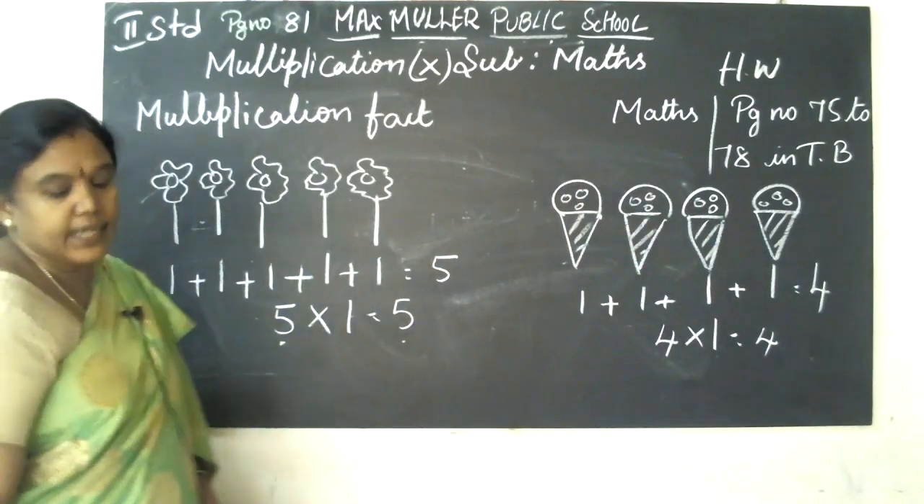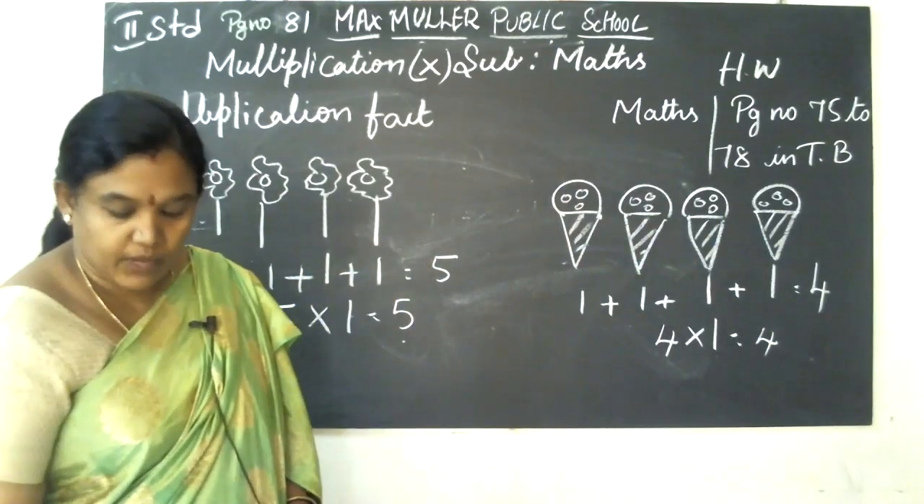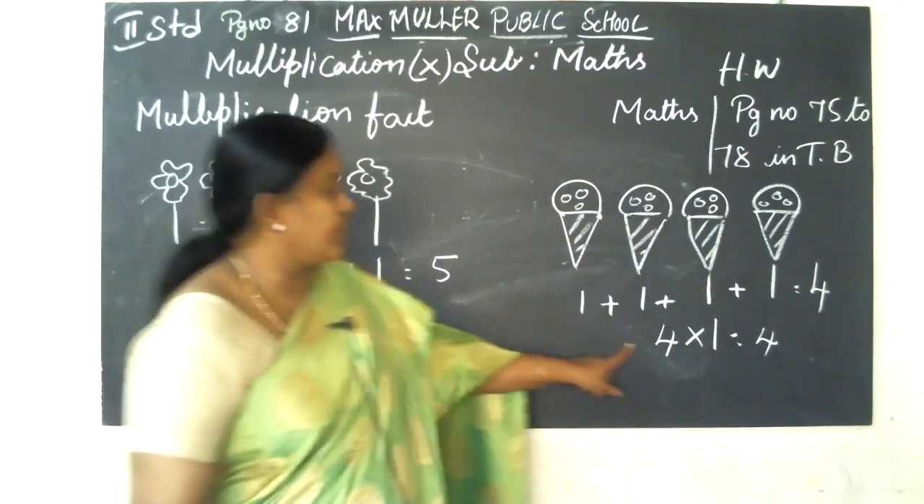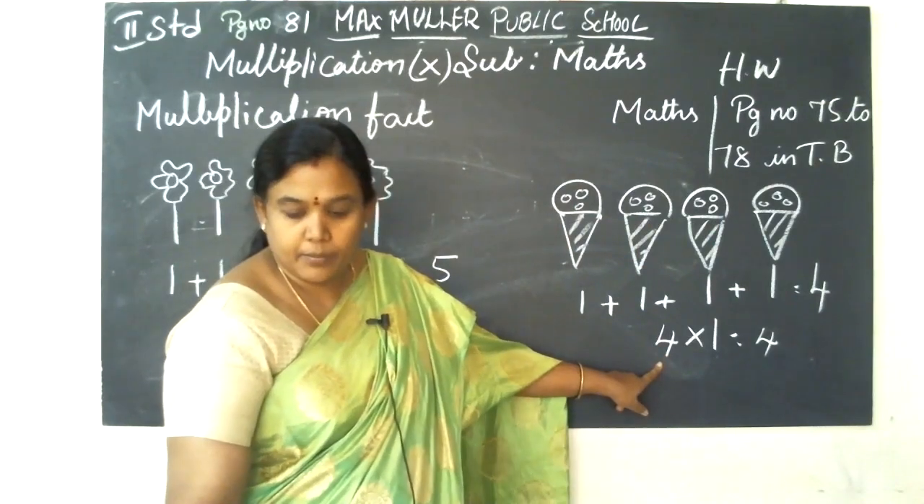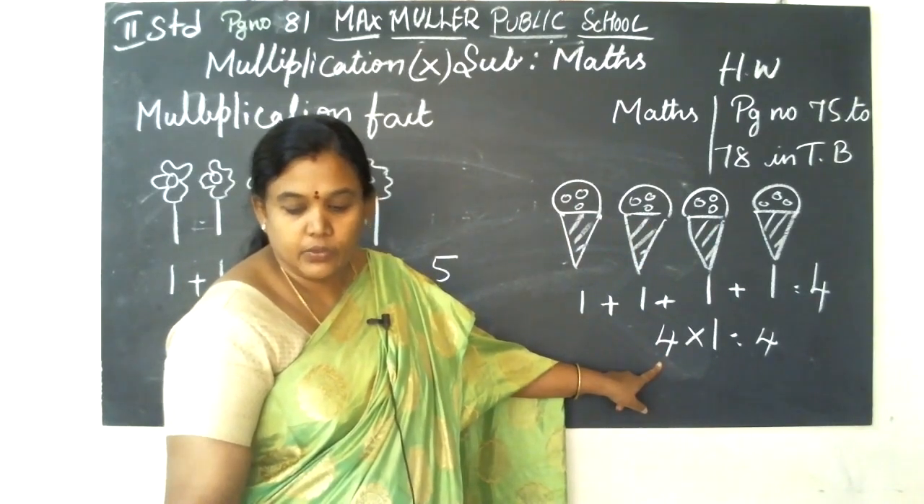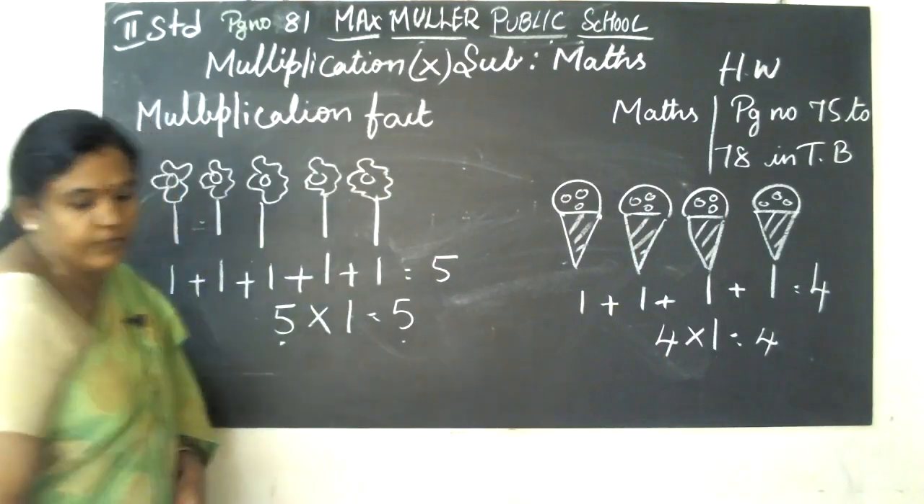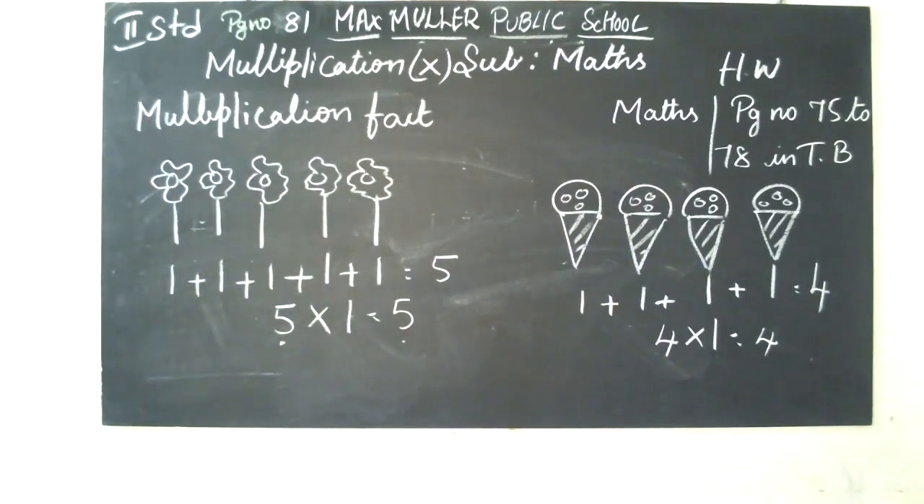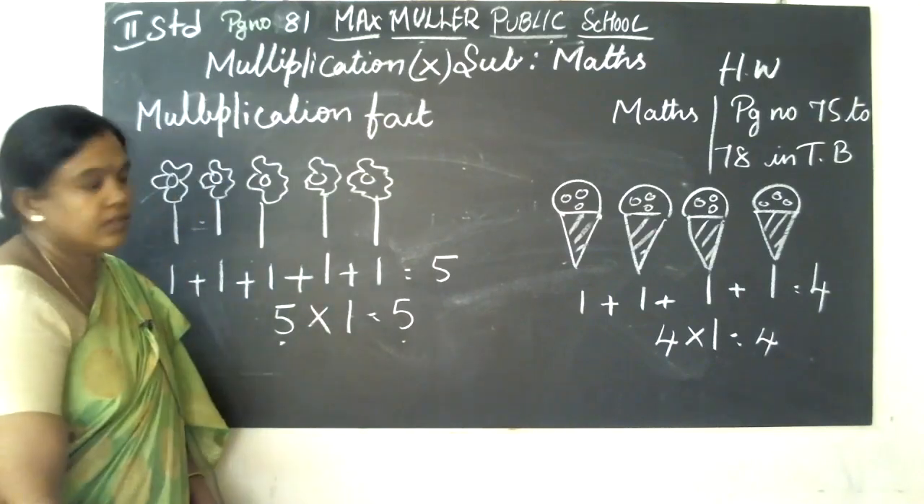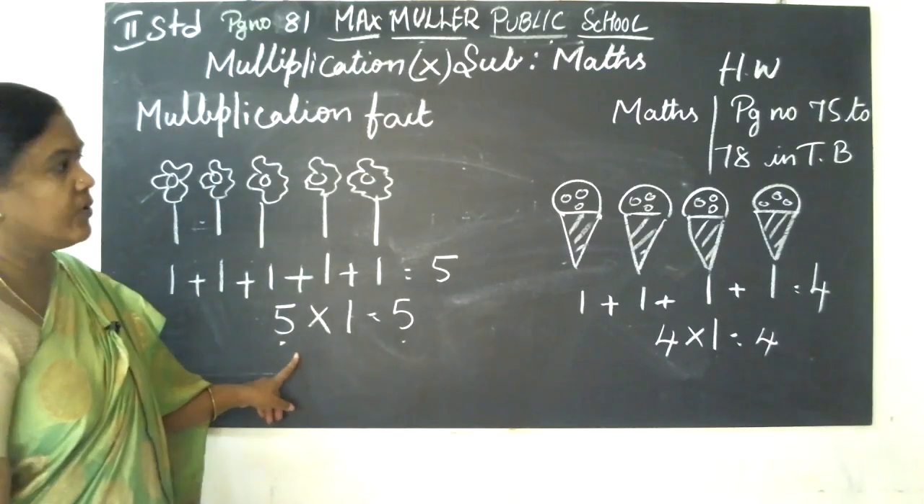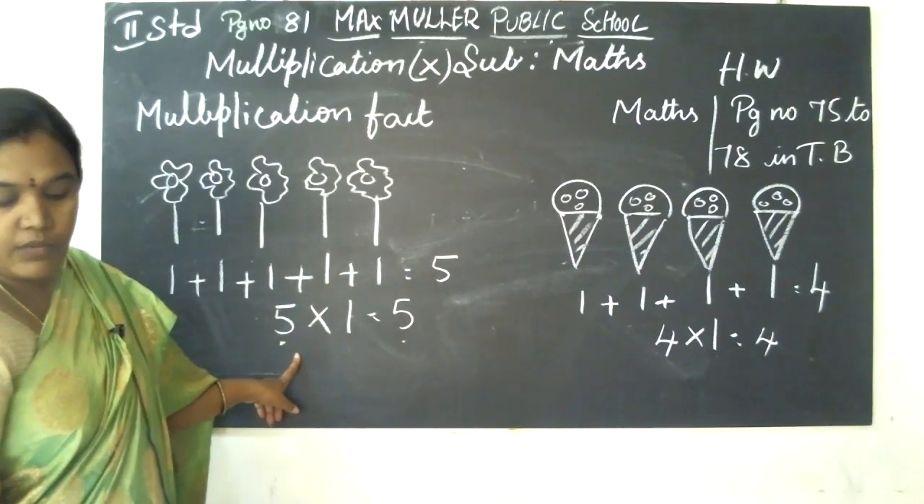Now, therefore, any number multiplied by 1 gives the number itself. Understood, children? Finish it in the rough note. Now, I will go to fill up the blanks.